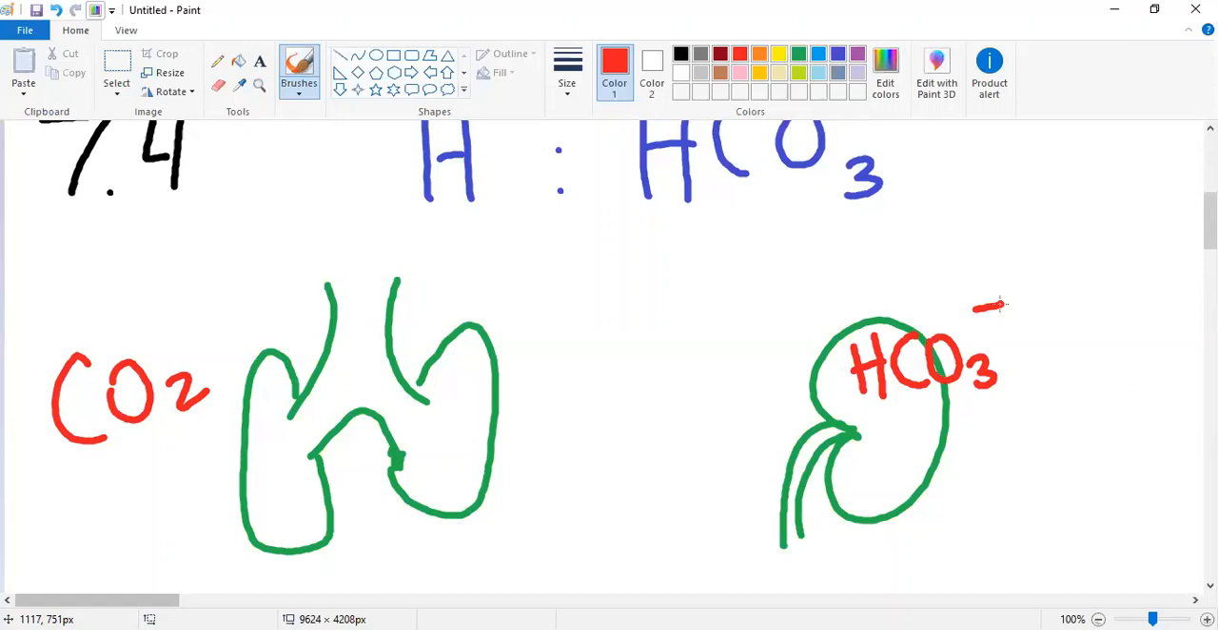How do I keep bicarb? We absorb it in the kidney, or do we excrete it? We reabsorb. Exactly. Or if we don't want it, we'll excrete it. Very nice.